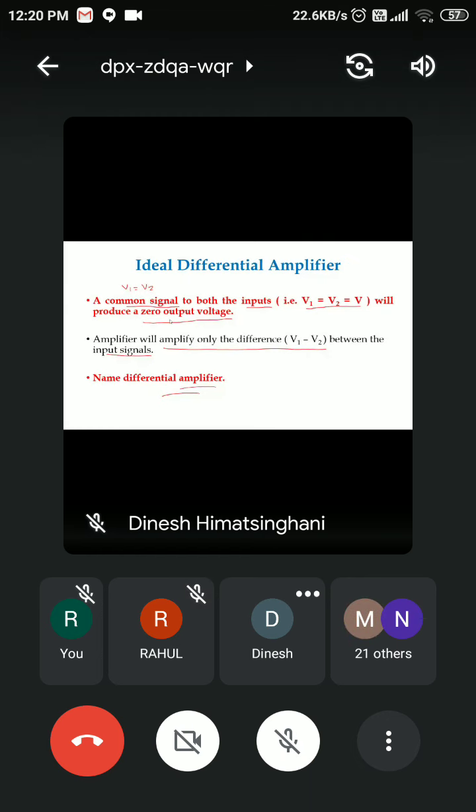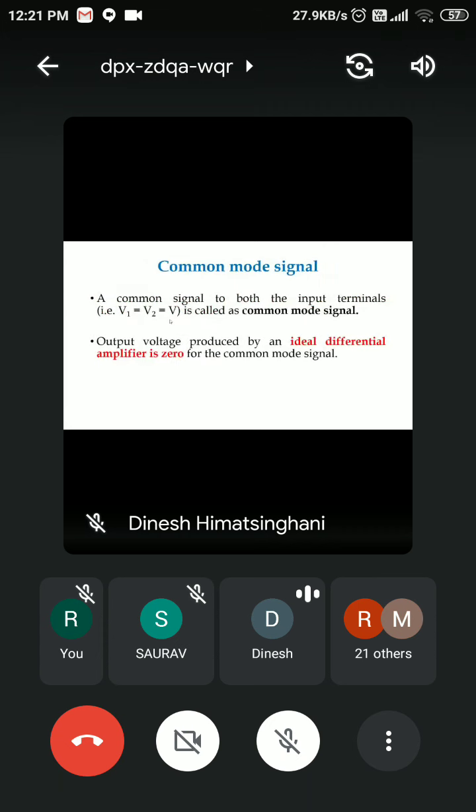We have already spoken about what a common mode signal is. V1 is equal to V2 is equal to V, that is, when the same signal is applied to both the input terminals, it is referred to as a common mode signal. The output voltage produced is 0 for a common mode signal, when V1 is equal to V2.